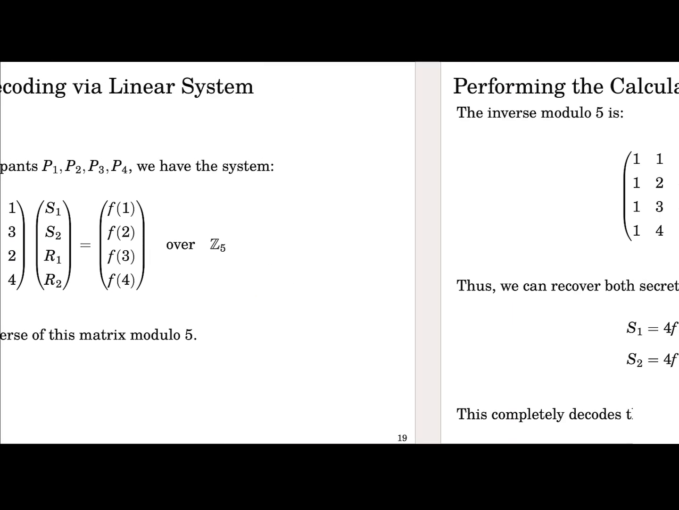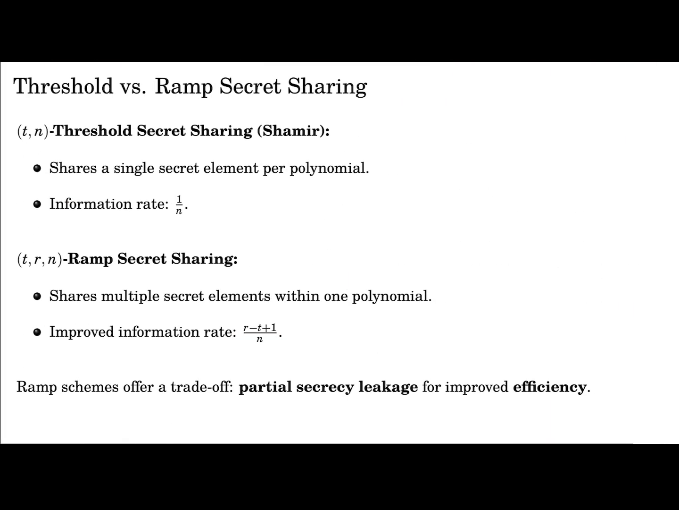Now, how does this compare to Shamir, right? So in Shamir T-N threshold secret sharing, we share a single secret, and each participant receives 1 share. So if there are n participants, the information rate we saw is 1 over n. Now, in ramp secret sharing, we're doing multiple secrets, and we are able to improve the rate, right? Now, the trade-off is the secrecy leakage.